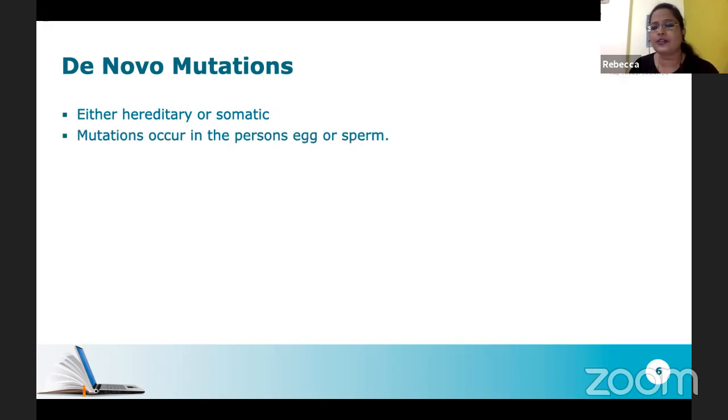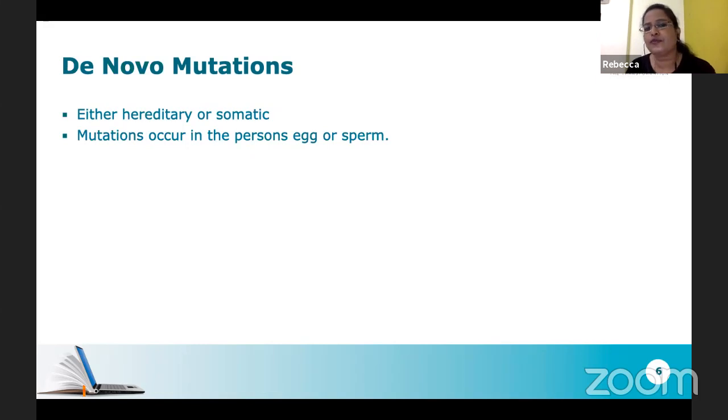Mutations occur in the person's eggs or sperms, but this is uncertain. This is a medical question which till today is not determined. We do not know at what juncture, when the sperm and the egg combine, this mutation occurs. It is unpredictable, and this mutation will not be from the parents. For example, a mom and a dad do not have cancer, but the child has cancer. I'm going to tell you something about transposons also in the future slides.